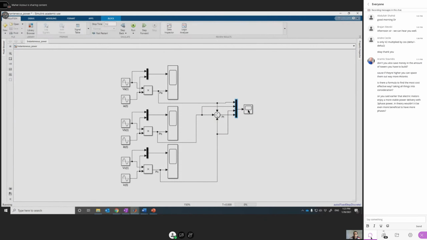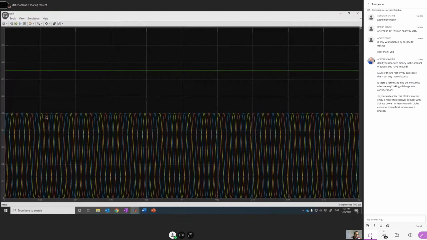Let's run the model and see. Look here, the phase powers are oscillating. So this is phase A, B, and C. These are the phase powers. They are oscillating, but the summation of these powers is constant, which means the torque produced by the electric motor, the 3-phase electric motor, is going to be constant. So we will avoid the oscillations in the torque, and this will, of course, reduce any vibrations and increase the lifetime of the machine.